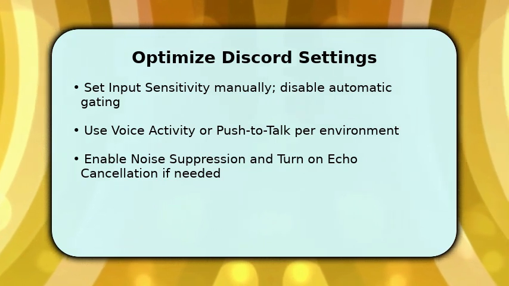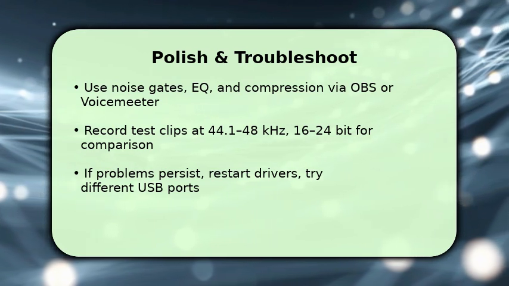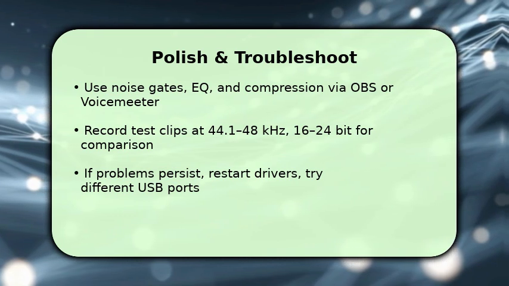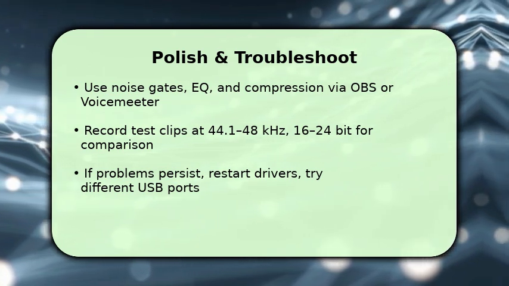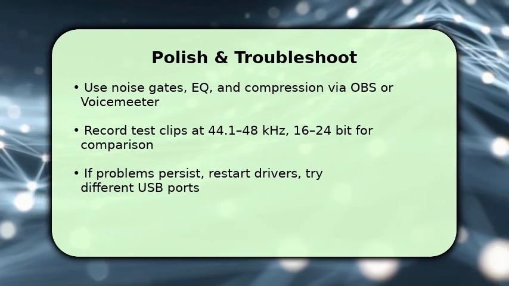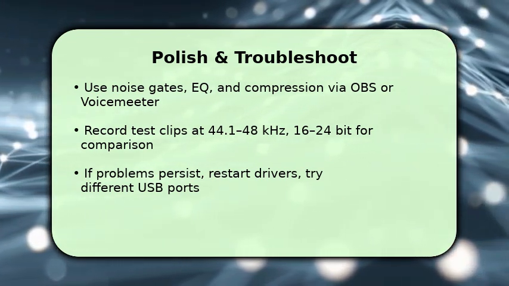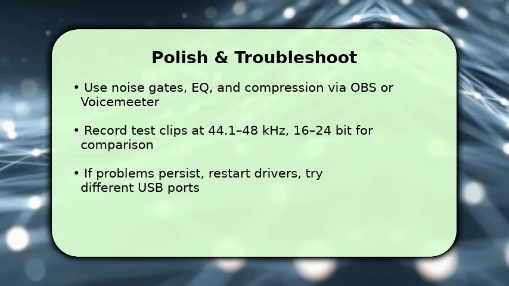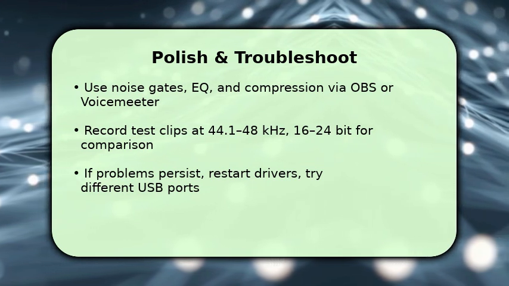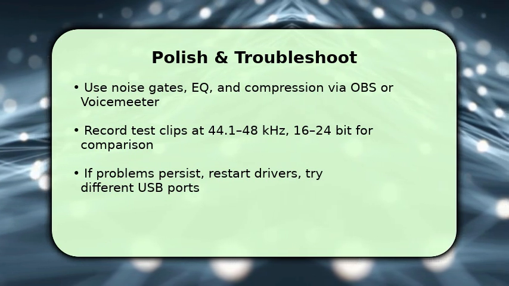Finish by adding subtle processing, a gentle high pass to remove rumble, mild compression to even dynamic range, and a small presence EQ boost around 3.5 kHz for intelligibility. Route your mic through software like Voicemeeter or OBS Virtual Audio for real-time processing, and record short test clips at 44.1 or 48 kHz to compare changes. If audio drops or crackles, restart audio drivers. Try a different USB port or cable, and then retest to isolate.